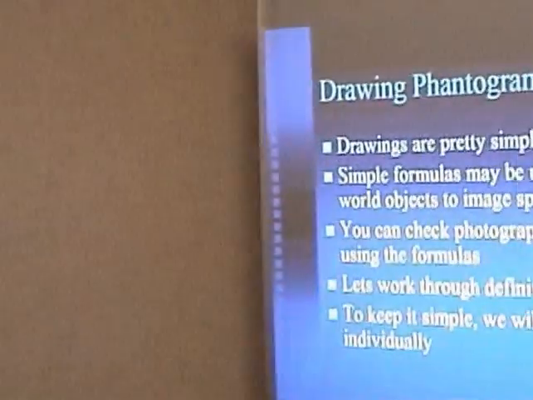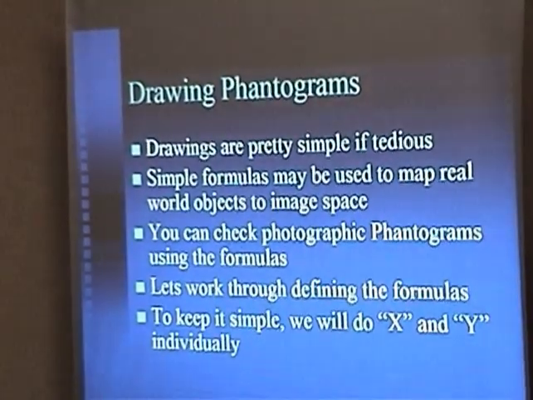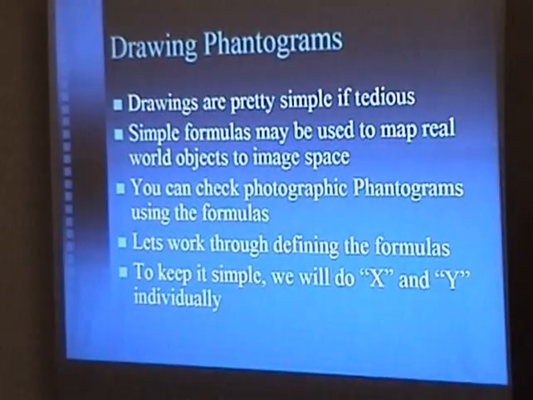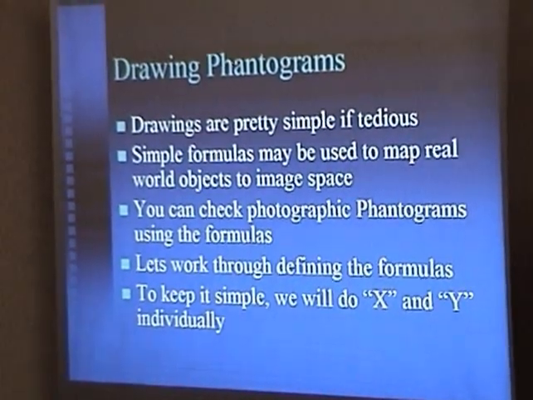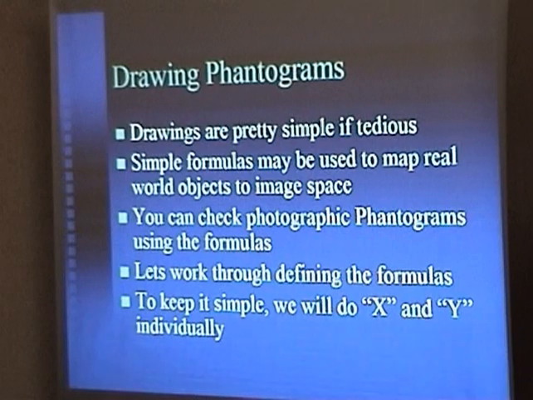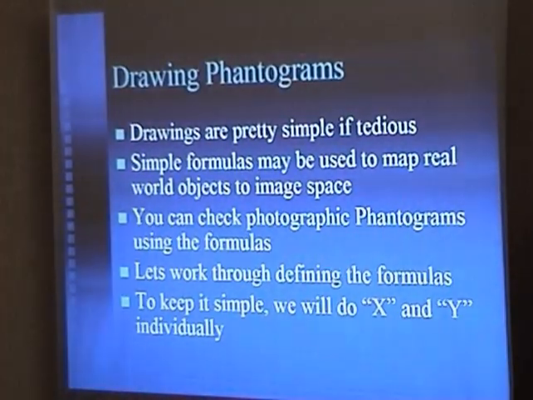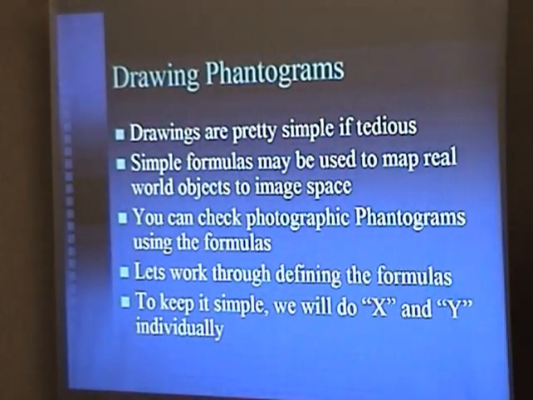I actually use that to check my phantograms sometimes. If I produce one and it doesn't really work, I'll whip out my ruler, I'll start taking measurements off the thing, and I'll go and start drawing little points on it, and that'll usually tell me where I've messed up, where the distortions are. We are going to work through defining those formulas. And I realize that's a little tedious, but if you understand these, and they are pretty simple, and you can draw them, when you start making photographic phantograms, you can use this to check your work. It also gives you some insight into how they actually work.